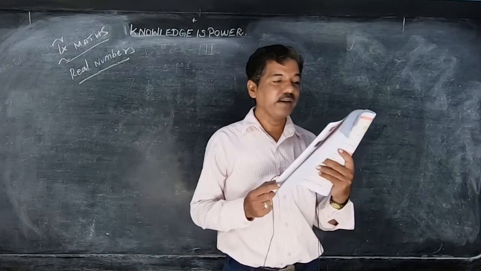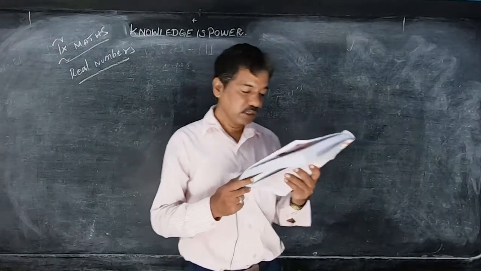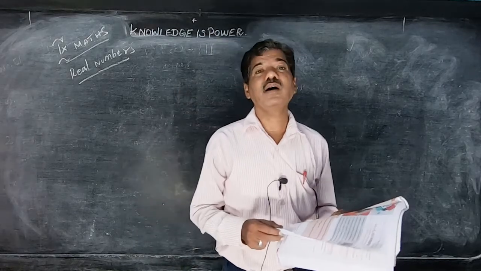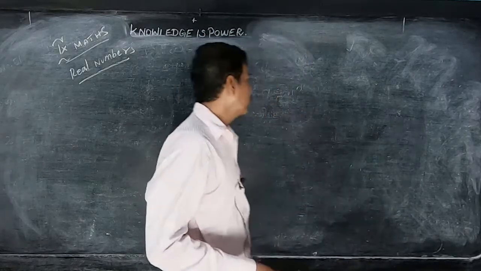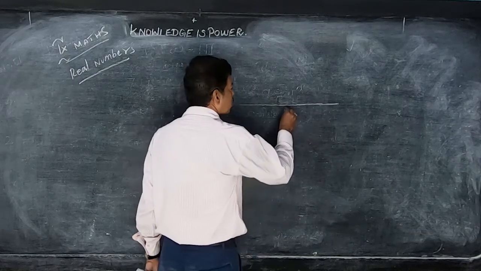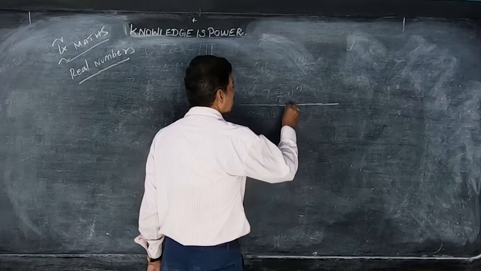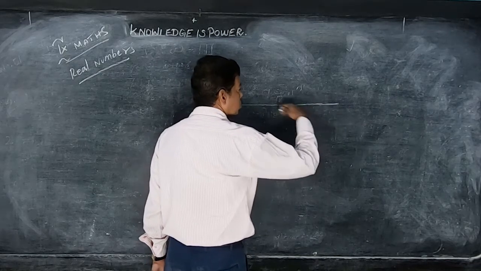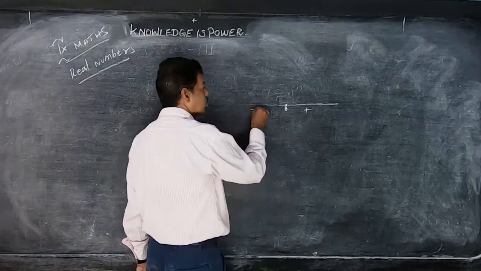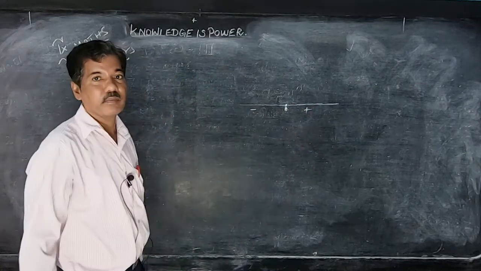So we have the chapter called real numbers. In real numbers we deal with certain things on the number line, because the graphical representation is given as a number line. This will be the 0, the initial point. The direction going forward is positive. The direction coming backward is called negative.